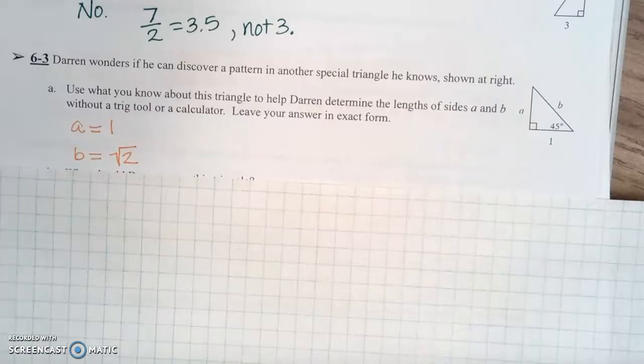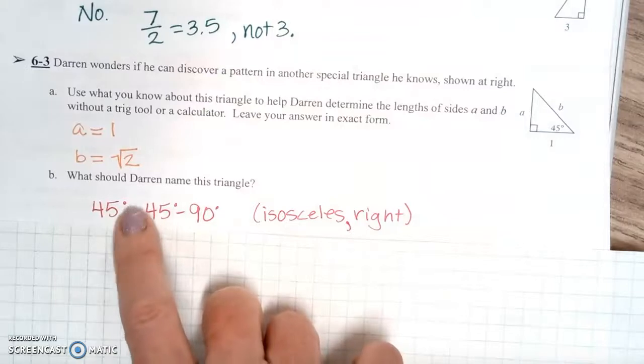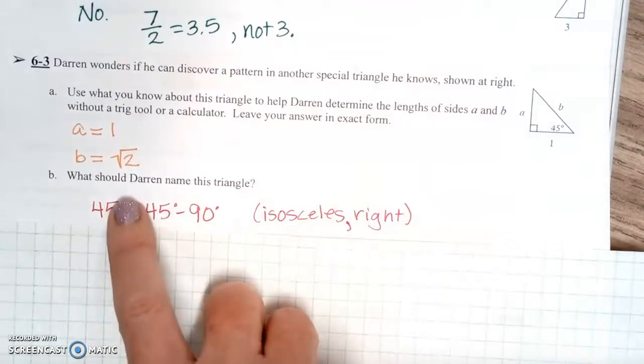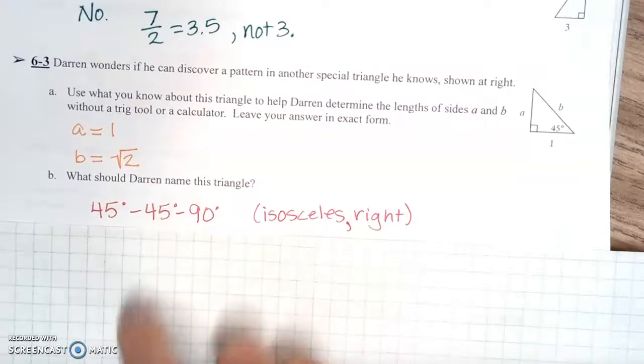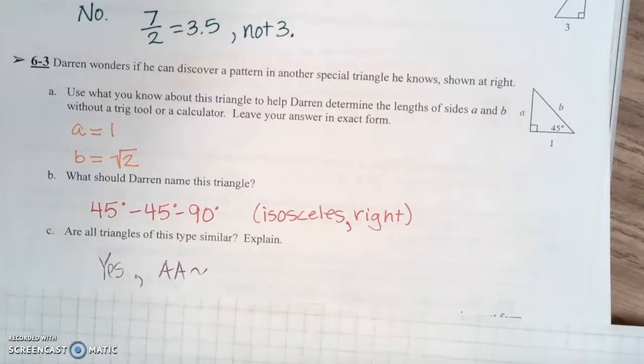All right? Let's try one that's a little bit harder. We want to name this triangle. The standard name is 45, 45, 90. Most people don't even say the degrees. Like you could say 45 degrees, 45 degrees, 90 degrees, but it usually just rolls off the tongue a little easier if you say 45, 45, 90. It's also technically an isosceles triangle, and it's also a right triangle. Any triangle that's 45, 45, 90, they're all similar by angle.